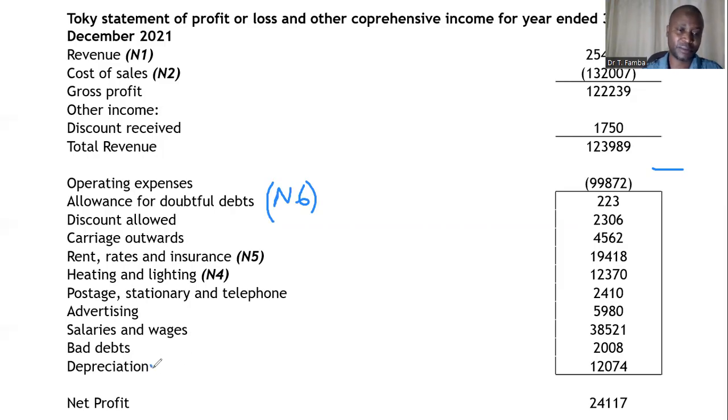extract, except for this one, which is in the notes. So this is in the additional information which is given there. Then we now say this gross profit minus plus the discount received, we get this amount. So the total revenue less the operating expenses should give us this figure here.